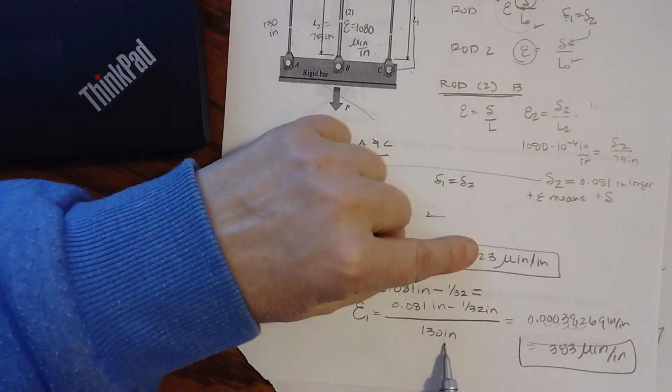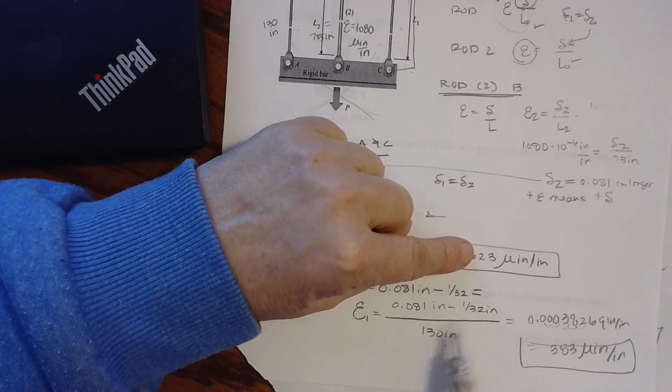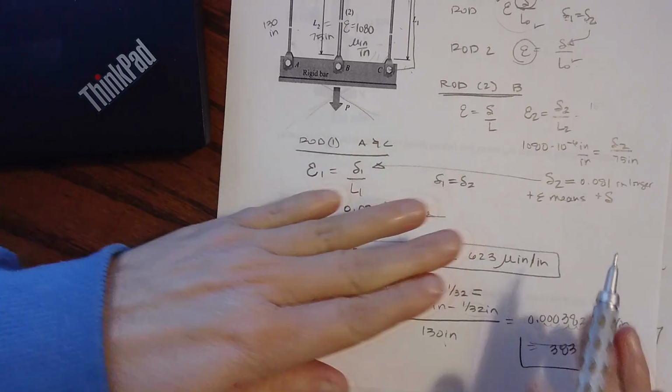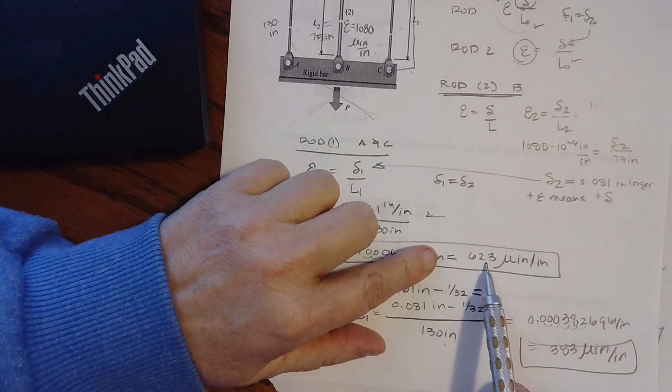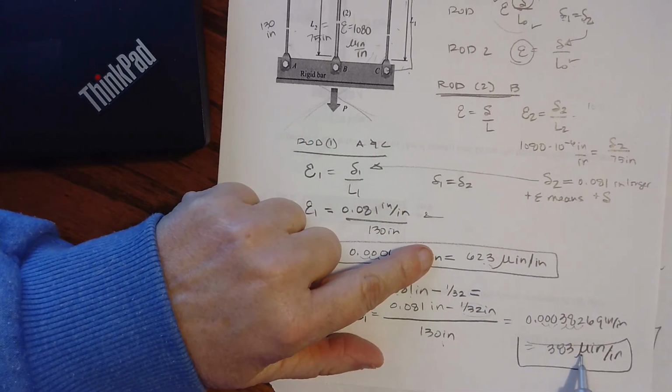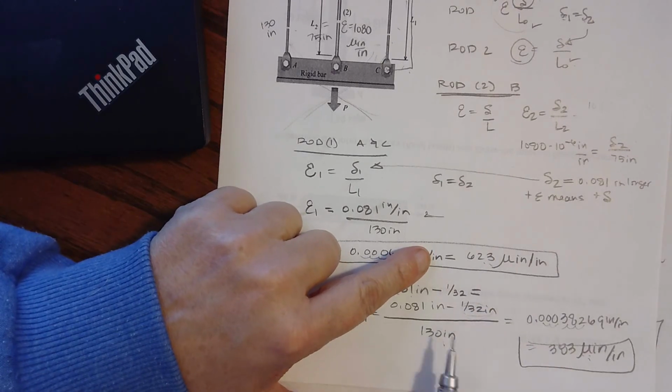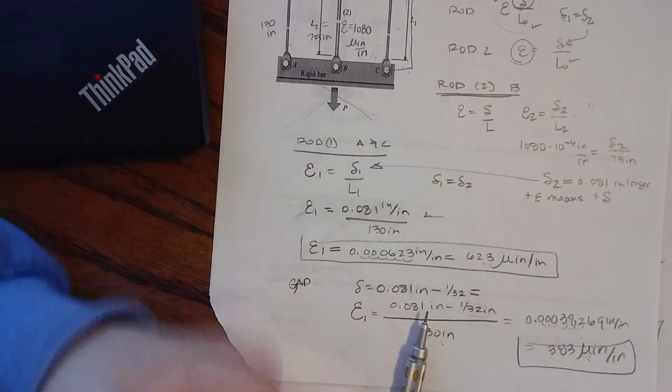And just by putting that little bit of a gap in there, just to take into account any types of changes, we can see that we've decreased the strain that we undergo actually in the bar itself.